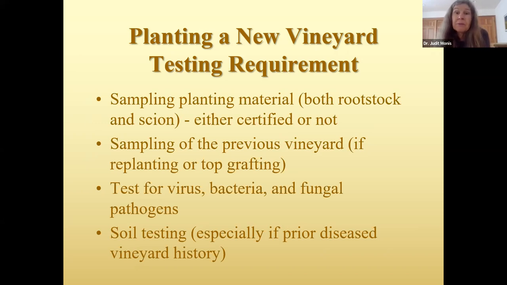Sampling of a previous vineyard, if you are replanting or top grafting, is important because the previous vineyard could have been infected with a pathogen, specifically Agrobacterium, which may remain in the soil. So it's very important to know what was in the vineyard before you plant a new vineyard, especially because you're spending a lot of money. Test for virus, bacteria, and fungal pathogens, and soil testing is really important also if you removed a diseased vineyard.